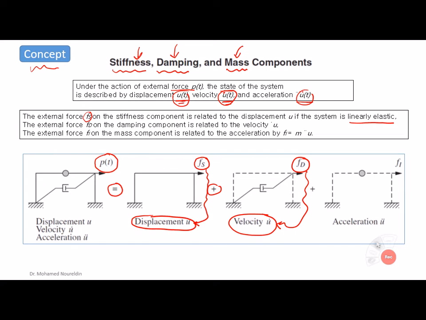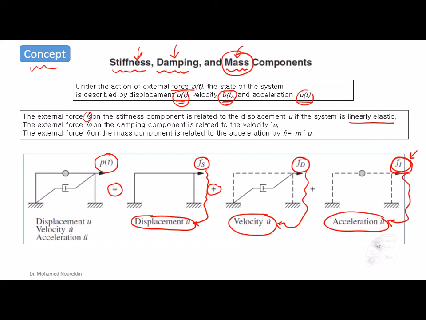And then the last component that we were talking about here, the mass, is going to be in a system that does not have stiffness and does not have damping, but it is going to be under a force called Fi, which is the inertia. And this inertia is going to be related to the acceleration of this mass.